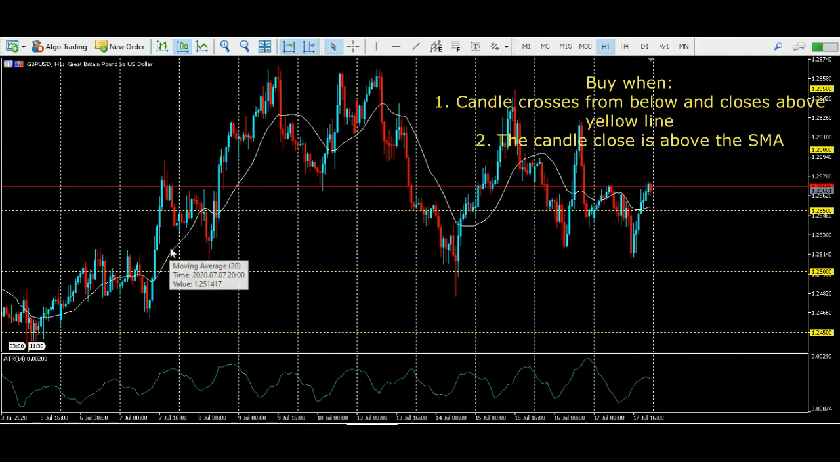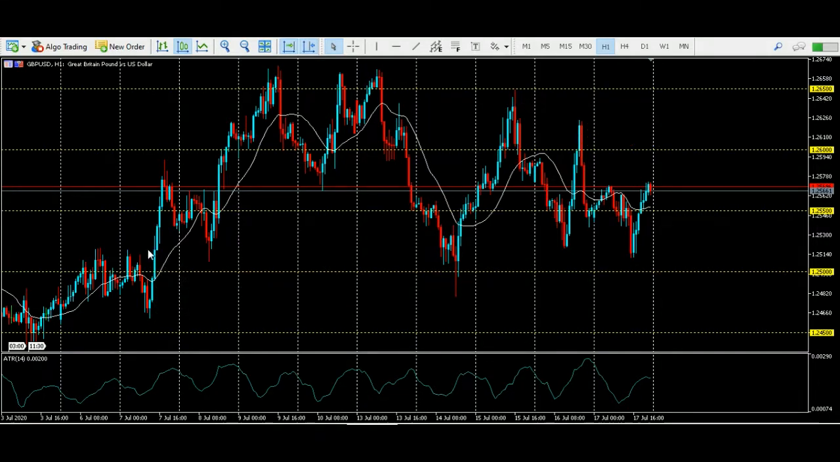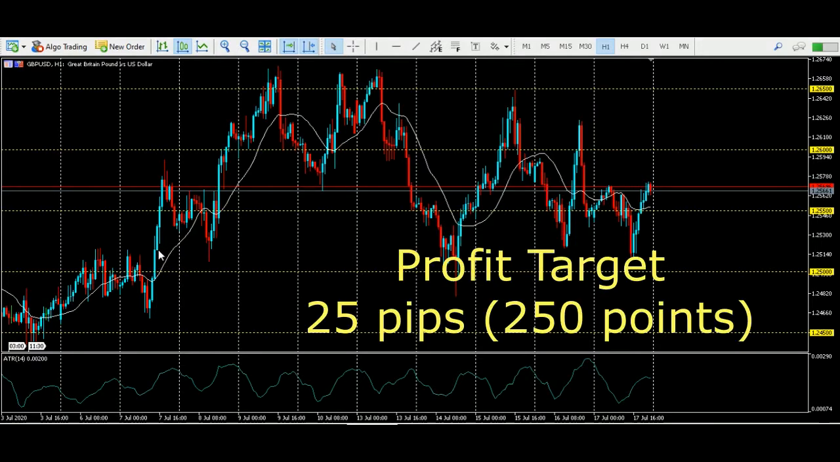Then also, the candle should be above the moving average. The candle must be above the moving average, right? That's the reason why we have the moving average. So we only buy when there's that cross and also when the candle closes above the moving average, right?